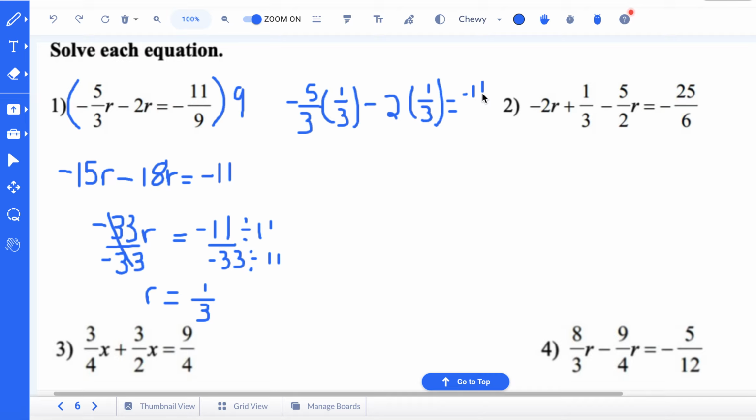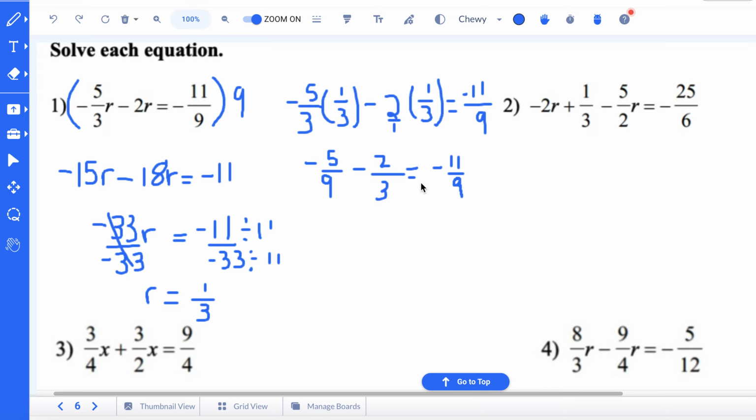Okay, so we're going to refresh our skills with fractions. We're going to multiply here, so that will be negative 5 times 1 is negative 5, and 3 times 3 is 9, so that becomes negative 5 over 9 minus, now multiplication. If you have a whole number multiplied by a fraction, just put a 1 under the whole number and multiply numerator times numerator, denominator times denominator. 2 times 1 is 2, and 3 times 1 is 3. And that should be equal to negative 11 over 9.